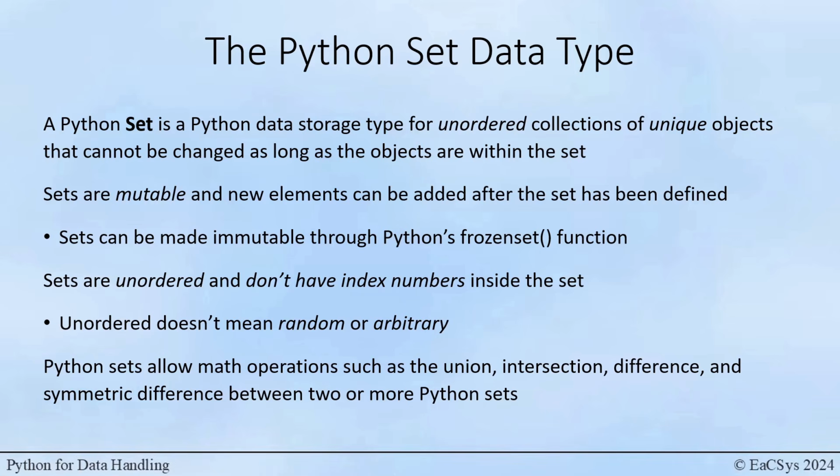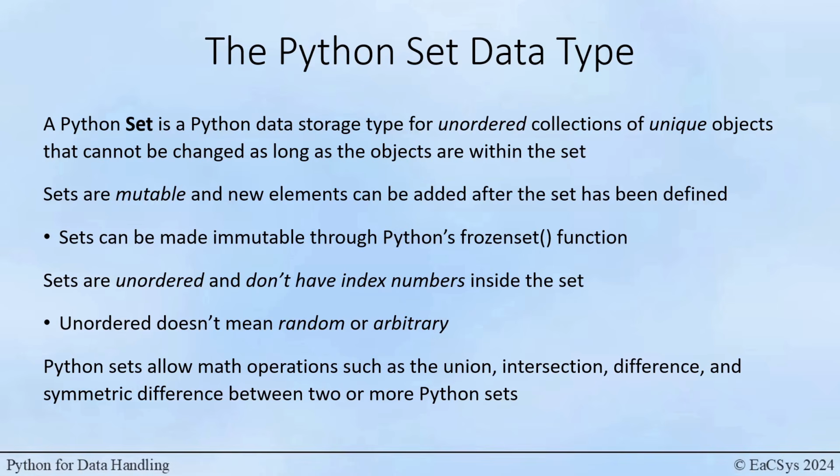Sets are unordered and don't have index numbers inside the set. This means that there is no function to sort the set's contents using the set itself, and that there is no formalized index function included with the set. The order of the contents inside a set may therefore appear to be random or arbitrary without being either random or arbitrary.